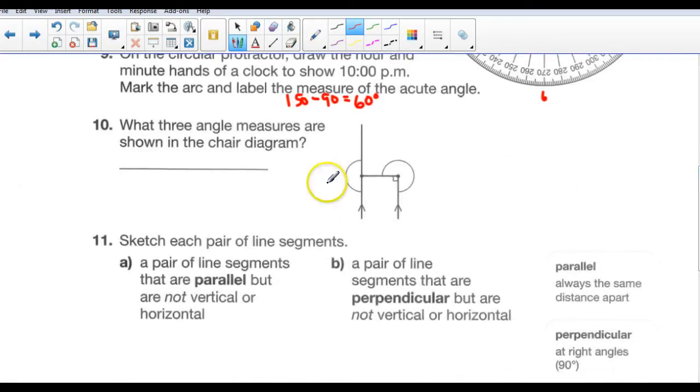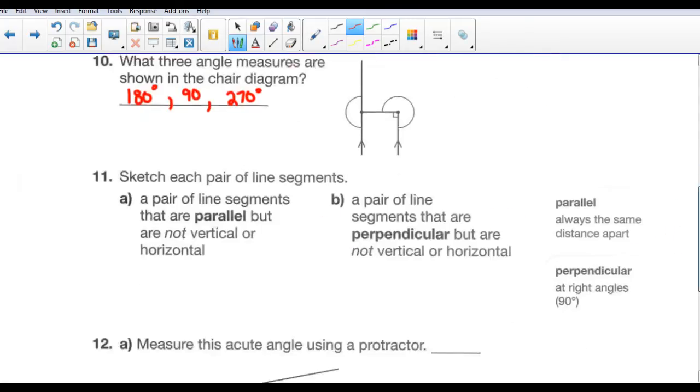What 3 angle measures are shown on the chair diagram? Well, let's do this one right here. That's a straight line, so we know that's 180 degrees. We've got this angle in here, so we can say that we have a 90-degree angle in that chair. And then we've got this angle from the seat all the way down to the leg. That's a reflex angle, and that's going to be the full circle of 360 minus this 90, which gives us 270 degrees. Okay, so those are the 3 angles shown on this chair.